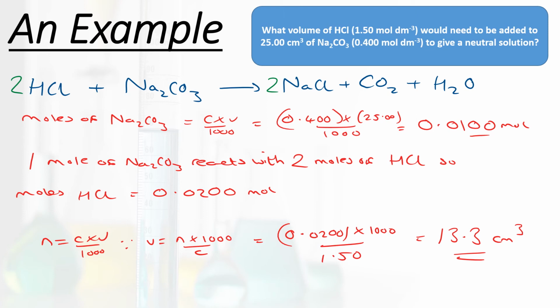So the calculation, therefore, is the moles 0.02 times 1,000 divided by the concentration, which is 1.5, and this gives an answer of 13.3 centimeters cubed. Again, as we saw in the previous video, you have to be careful with our significant figures. We can only ever give it to the minimum number of significant figures that we have in the question. Both concentrations are to 3 significant figures. Our volume of the sodium carbonate was given to 4 significant figures, so the minimum is 3, so we give our answer to 3 significant figures, 13.3.